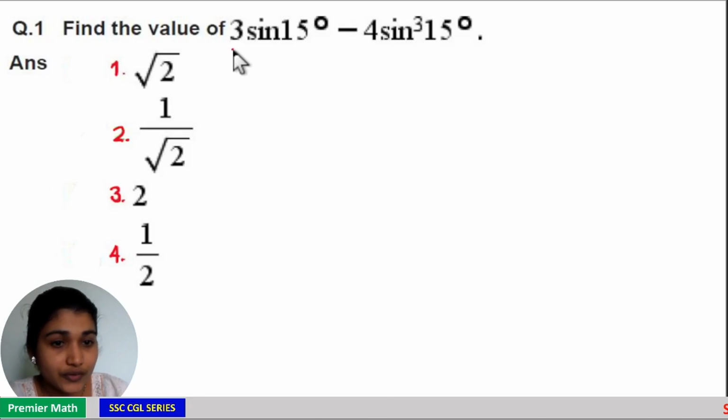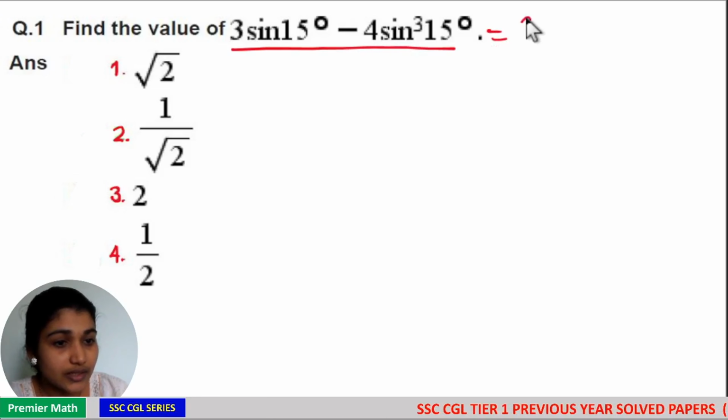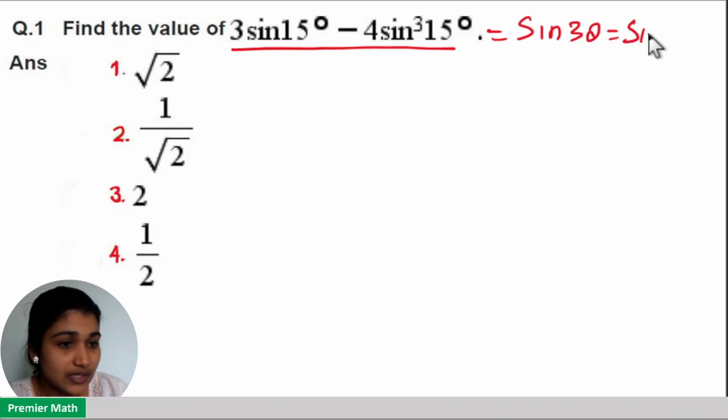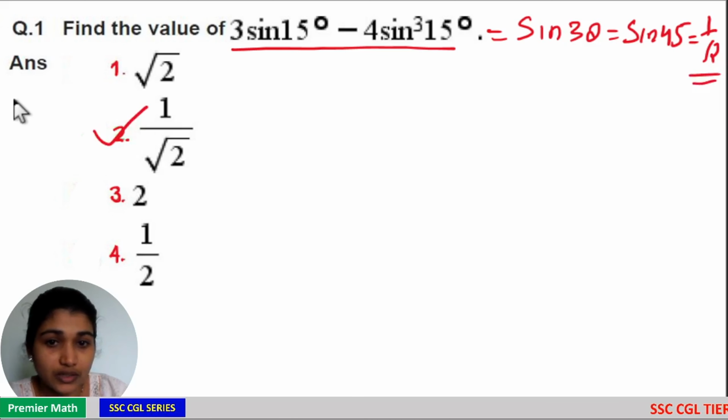Find the value of 3 sin 15 minus 4 sin cube 15. Here this is the direct equation of sin 3 theta. Sin 3 theta means sin 3 into 15, that is sin 45. Sin 45 is equal to 1 by root 2. So option 2 is your answer.